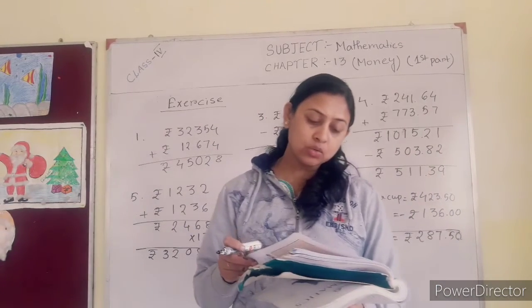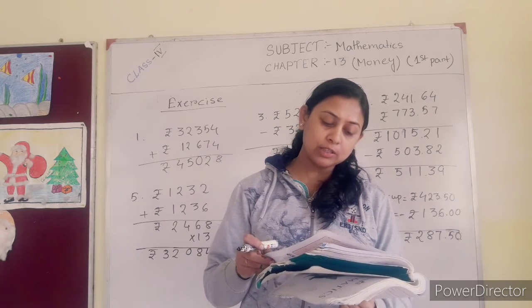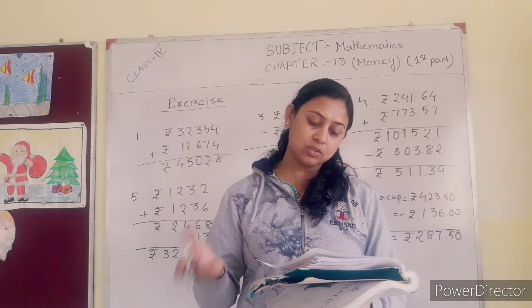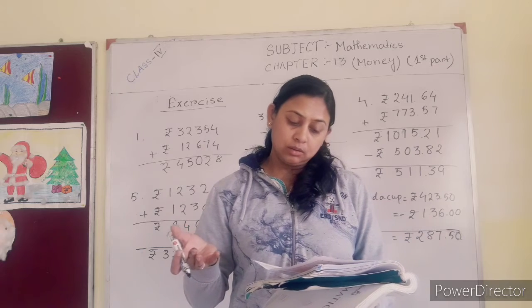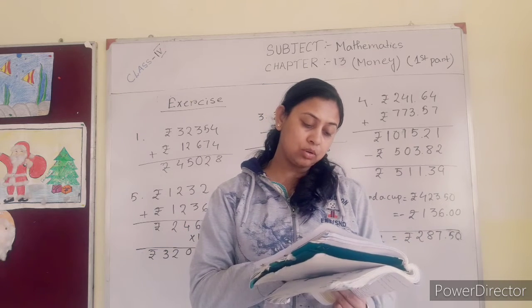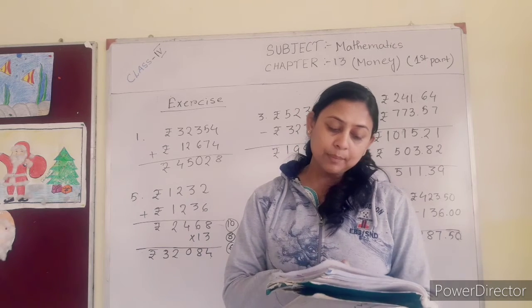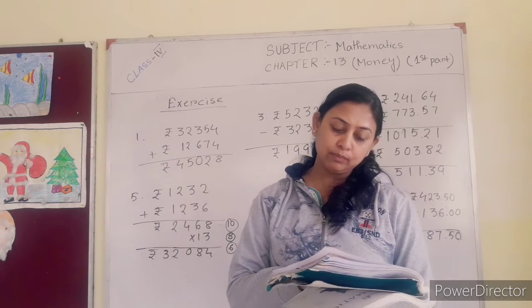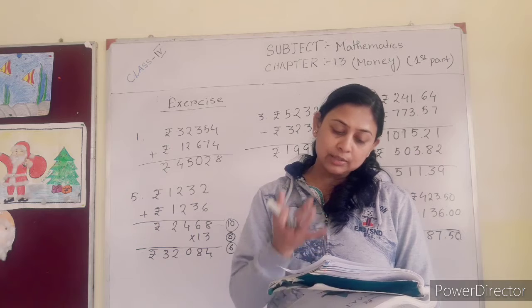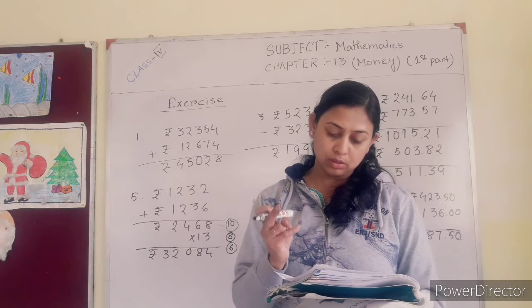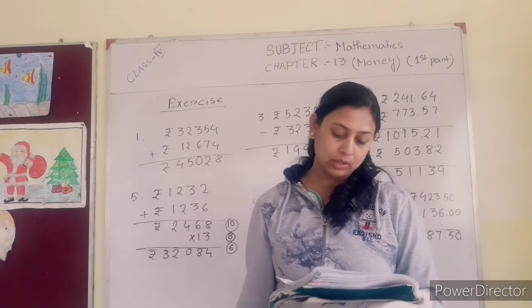Okay, a pen costs rupees 25.50. What is the cost of 32 such pens? Just multiply 32 with the amount rupees 25.50. Number 11. The cost of 12 gifts, the total amount, is given. You have to find out the cost of one gift, so you have to divide this one.